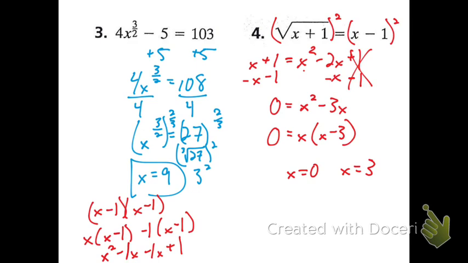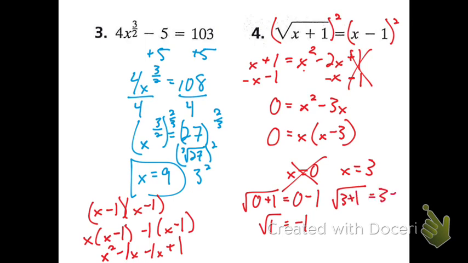But let's check those real quick and make sure that makes sense. Because if I have the square root of 0 plus 1, is that equal to 0 minus 1? So is the square root of 1 equal to negative 1? No! So 0 doesn't work. All right, but what about the 3? Is the square root of 3 plus 1 the same thing as 3 minus 1? Is the square root of 4 equal to 2?